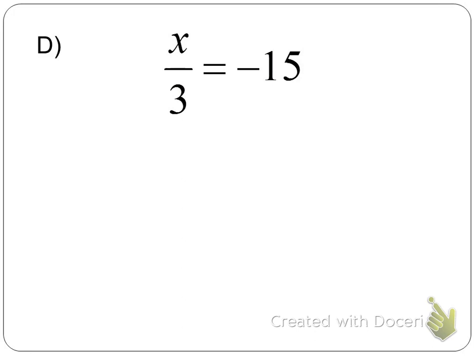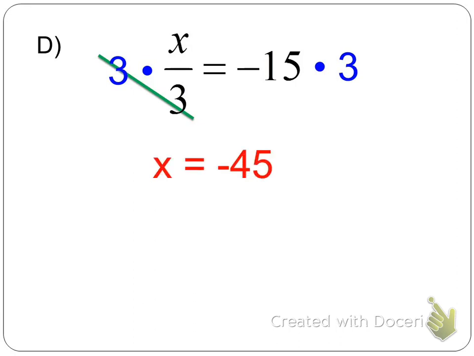All right, so in D, we have x divided by 3 equals negative 15. How do you undo dividing? Multiply. So we are going to multiply both sides of this equation by 3. The 3's are going to go away. It leaves you with 1x or just x equals, on the right side, negative 15 times 3, which is negative 45.